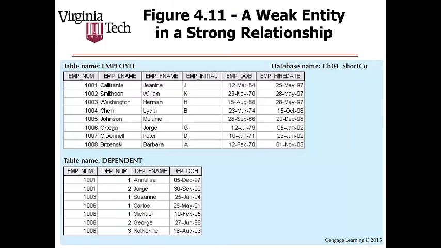So if you wanted to, you could have a weak entity dependent in a strong relationship where the key of dependent includes the key of the independent entity, employee. These kinds of things are interesting, but what's important is you know which instance of dependent is associated with which instance of employee, and for each instance of employee, how many instances of dependent are associated with it.